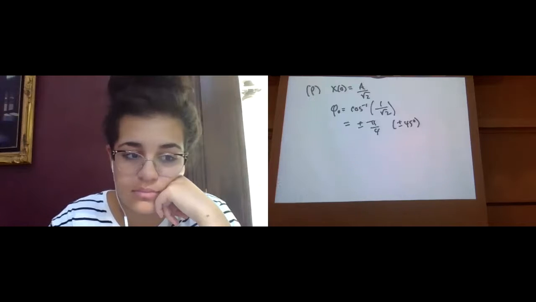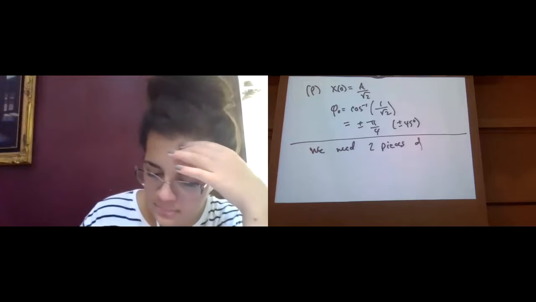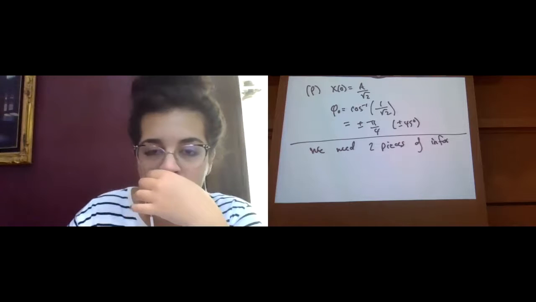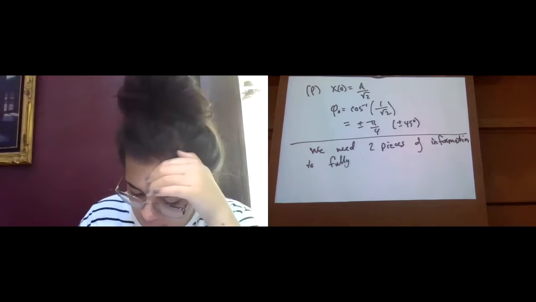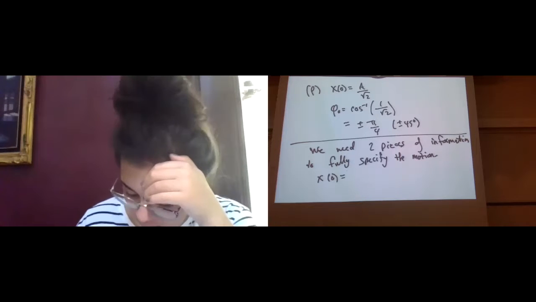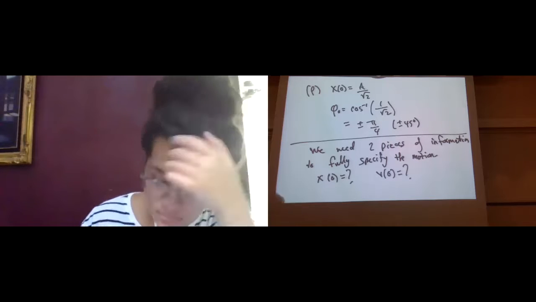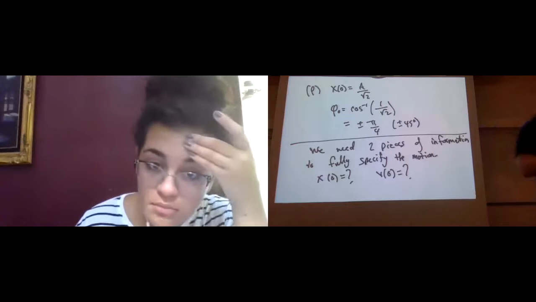So ultimately, all of this tells me that we need 2 pieces of information to fully specify the motion. Those 2 pieces are, I need to know where it is at t equal to 0, and I need to know how fast it is going at t equal to 0. These 2 pieces of information together will fully specify what my system is doing.